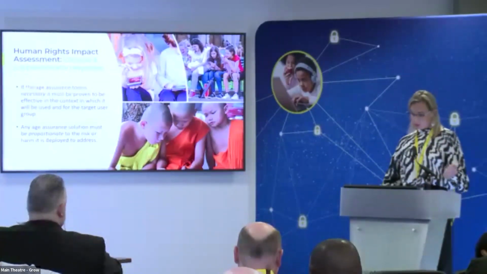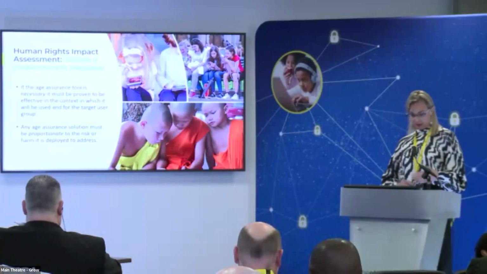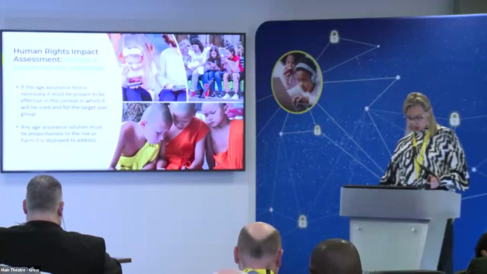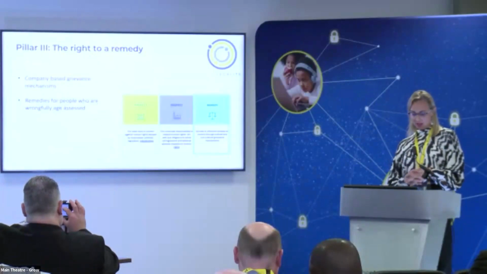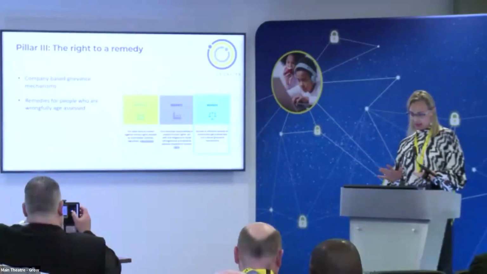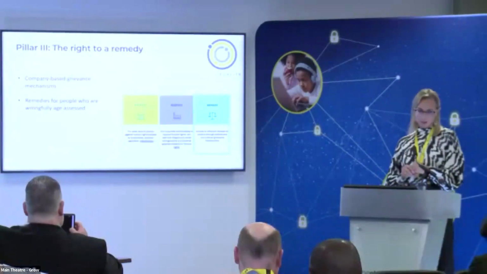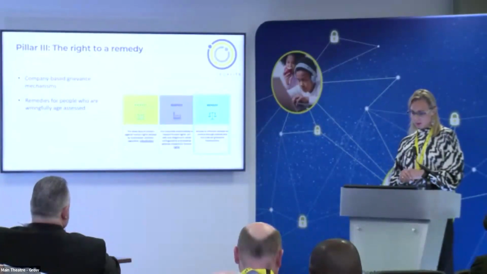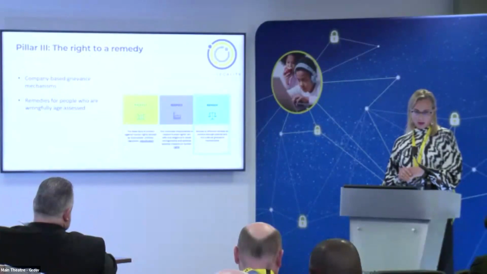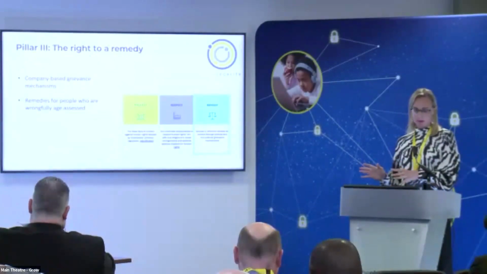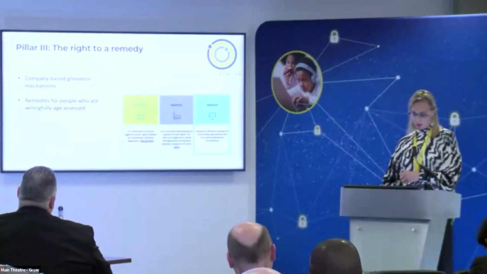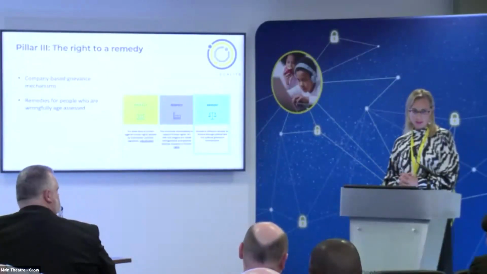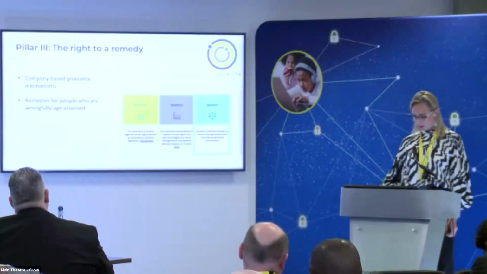And also you need to consider the rights of adults in broader society. I'm going to try to speed up now. Pillar 3 is about the right to a remedy. I'm not going to go into a lot of detail on this. I can point you to some resources available from the Office of the High Commissioner of Human Rights, who are responsible for the UN Guiding Principles, which say a lot about how companies can work on their grievance-based mechanisms for the digital environment.